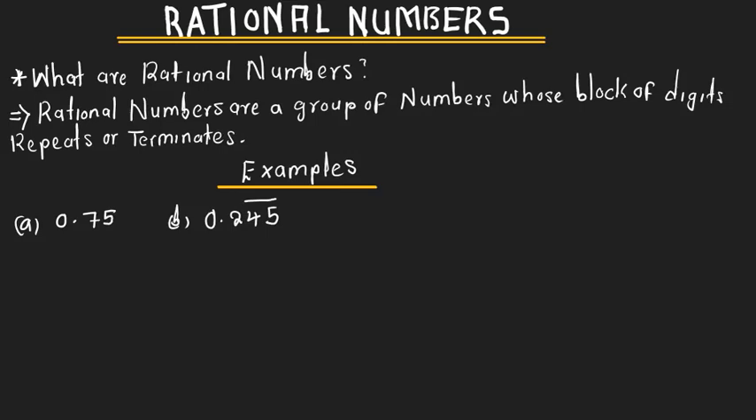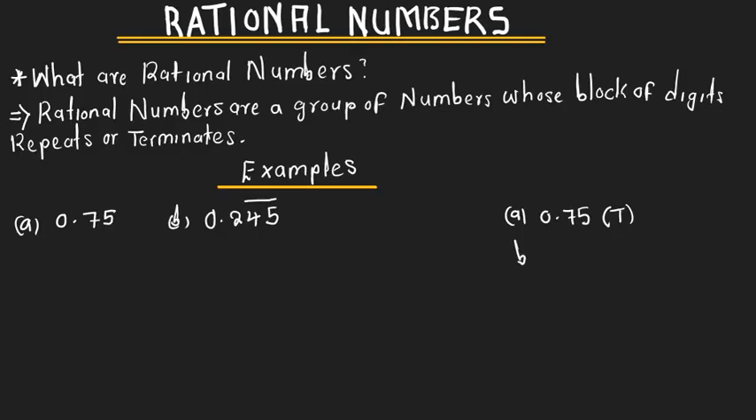What are rational numbers? Rational numbers are a group of numbers whose block of digits repeats or terminates. What does this mean? For example, let me just get my pen. For example, you have been given a number A such that this number is 0.75. Notice that this number ends at 5. Henceforth we say that it's a terminating decimal.